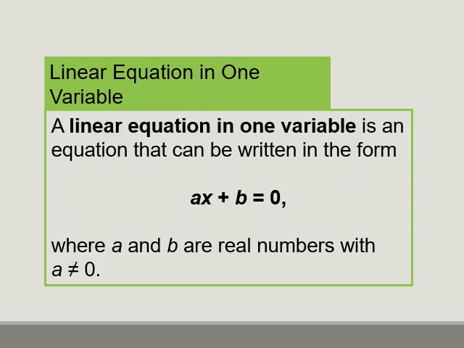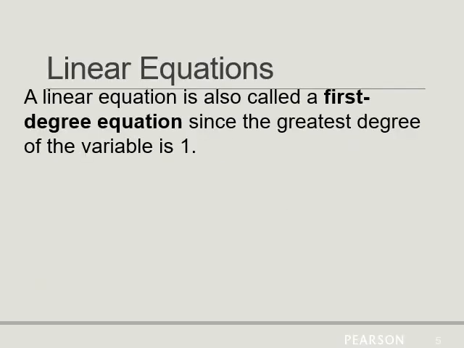So a linear equation in one variable is ax plus b equals 0, where a and b are real numbers and a is not 0. If a were 0, we'd have no x term because the coefficient would be 0, so this would not be a linear equation. A linear equation's got to have a variable. A linear equation is called first degree because the greatest degree is 1. The degree is the biggest exponent you can find in the equation.